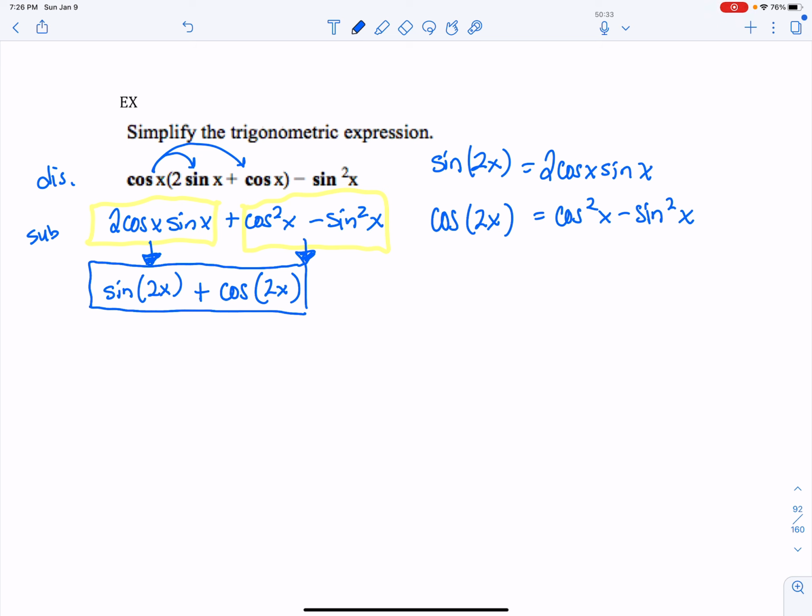And that's the end of this section. So you guys are done with 8.6.